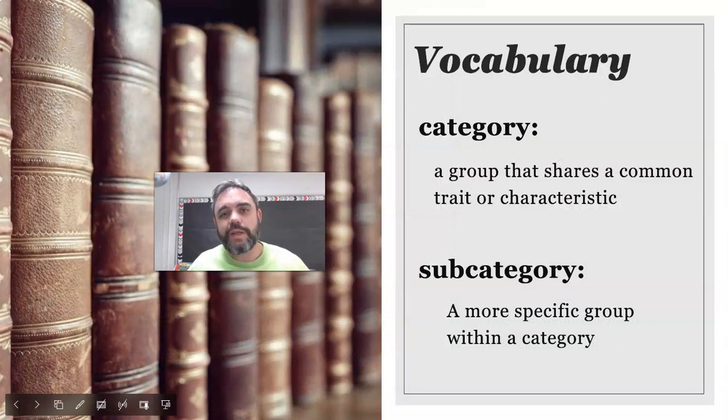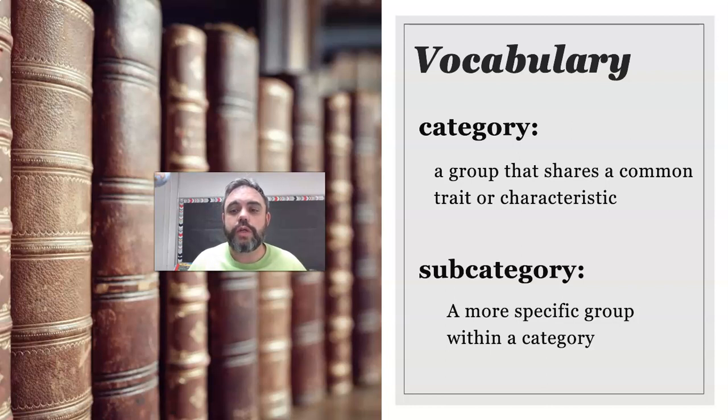Our vocabulary today, as mentioned before, is the word category. A category is a group that shares a common trait or characteristic. So a category might be superheroes, and then something that fits in that category might be Captain America. Okay? A subcategory is a more specific group within a category. So using the same example, if I said superheroes, that might be my category. But if I said superheroes that can fly, well, that might be my subcategory. And then I can start naming those superheroes, like my boy Superman. Okay, so those are our two main vocabulary words today.